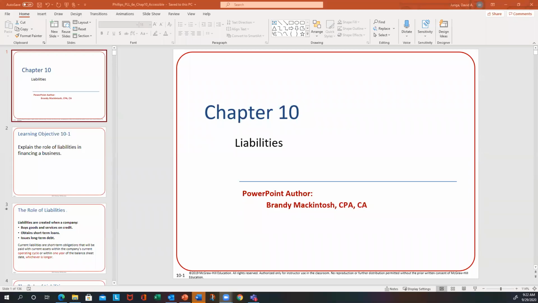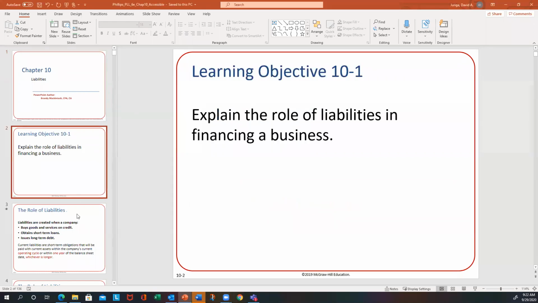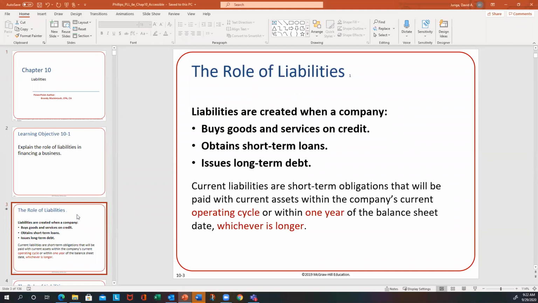All right, so in chapter 10, we're going to be looking at the part of the balance sheet where we're going to be dealing with liabilities. And of course, you all know at this point that liabilities is basically your debt. All right, so again, the different types of liabilities that companies could have.